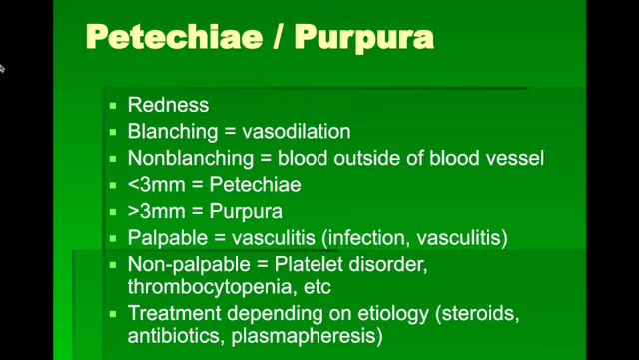And then I want you to be familiar with the terms petechiae and purpura. These are often associated with conditions like vasculitides, different platelet disorders, which again, you do not need to be experts in, but being able to sort of pick this up and have a general idea of what's going on. So these are sort of pinpoint areas of bleeding or vasodilation.